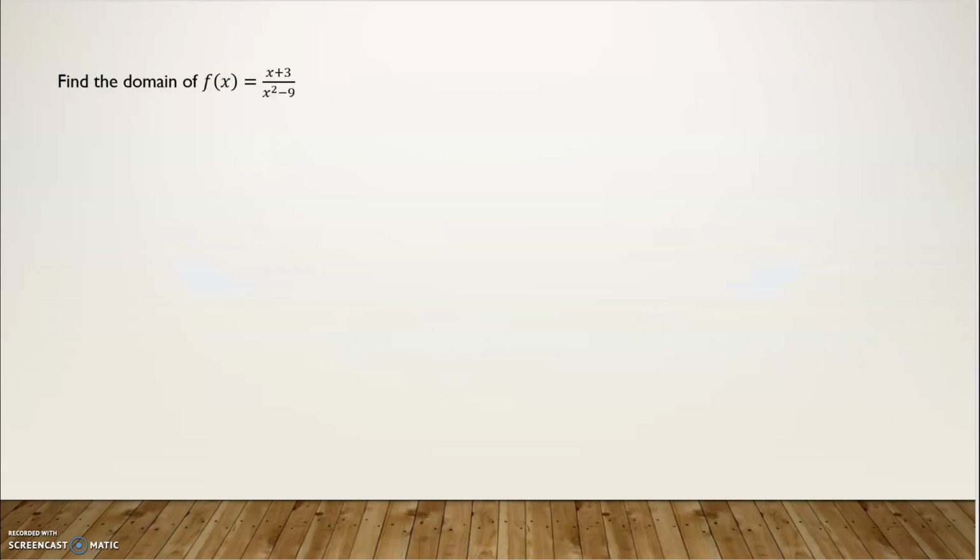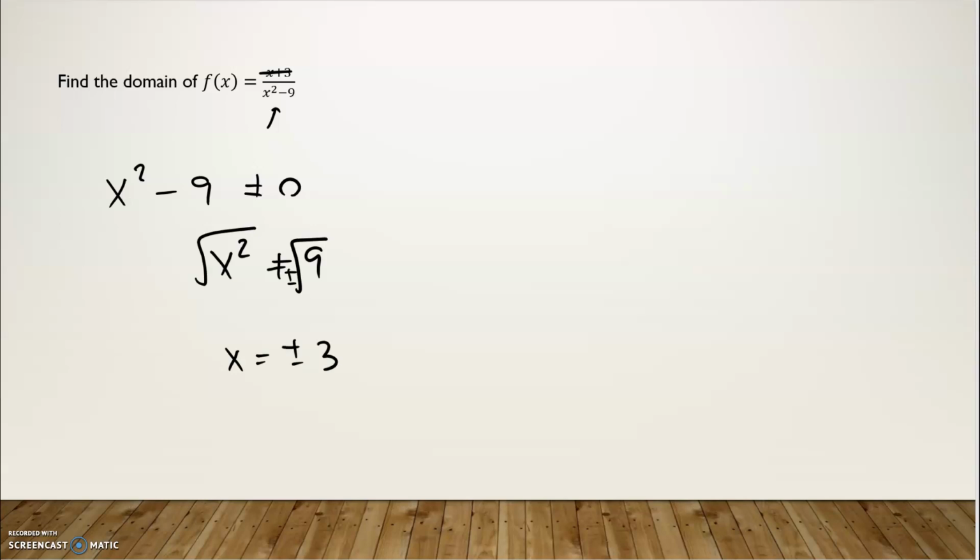So let's look at this right here. Find the domain of x plus 3 over x squared minus 9. I'm not worried about the numerator. I'm worried about the denominator. So I'm going to set it equal to the thing that I don't want it to be. Or you can say, okay, hey, can't be equal to 0. That's fine too. So we're going to move 9 over, square root it, put the plus or minus sign there. So plus or minus 3.